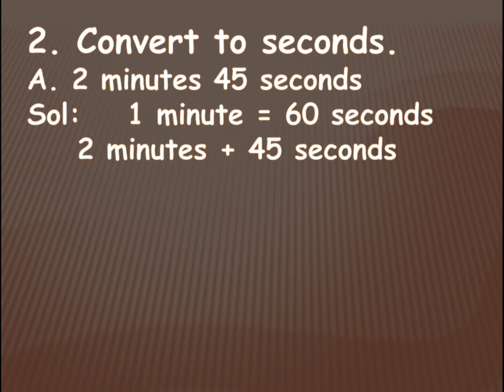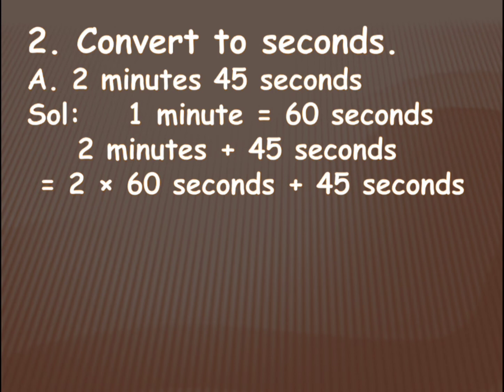We are multiplying here. Why? Minutes is bigger and seconds is the smallest unit of time. Hours is the biggest unit, minutes is the middle unit, you can say, seconds is the smallest unit. So we need to multiply. If you are converting seconds to minutes, then you need to divide. Here minutes to seconds, that's why we are multiplying: 2 into 60 seconds plus 45.